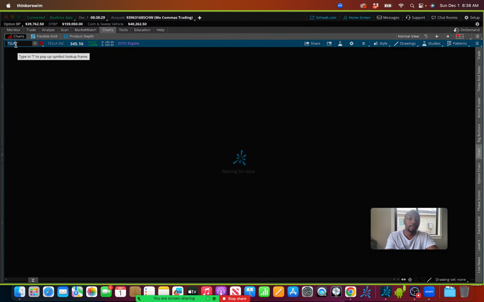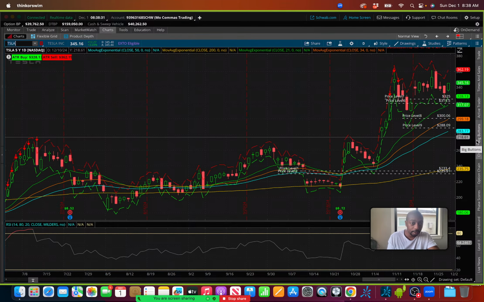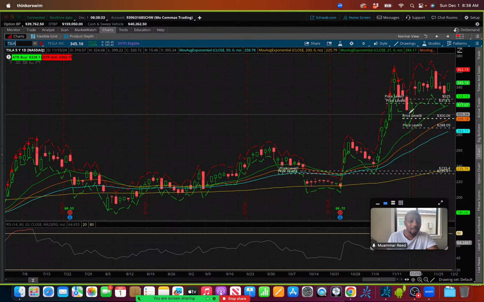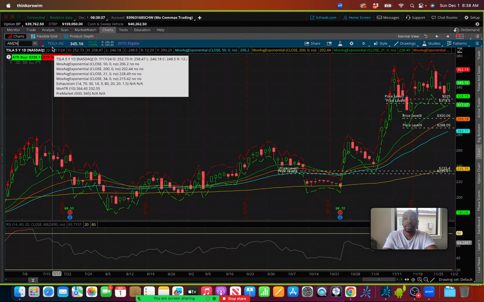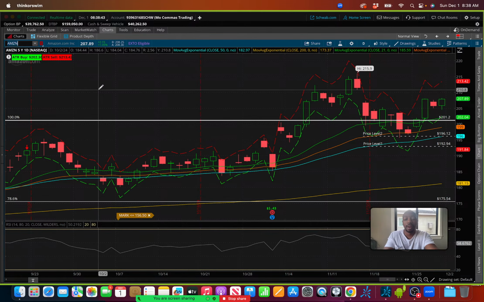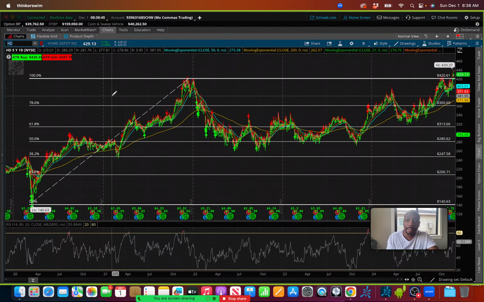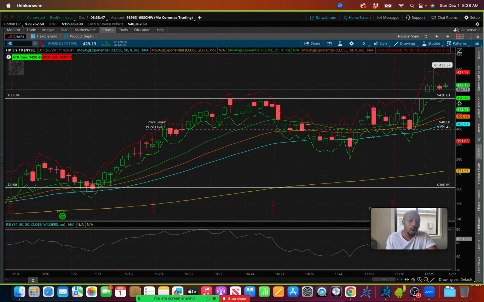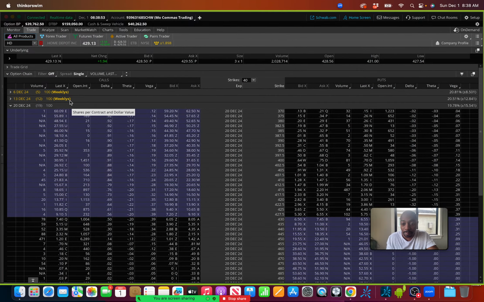Let's look at Tesla. Tesla's kind of sideways right now. It's been choppy, so I'm less likely to trade Tesla. I was in Amazon last week. Amazon is even kind of sideways. So the sector looks better. Home Depot, I actually like Home Depot the most, but usually Home Depot is mad expensive and doesn't have much liquidity.